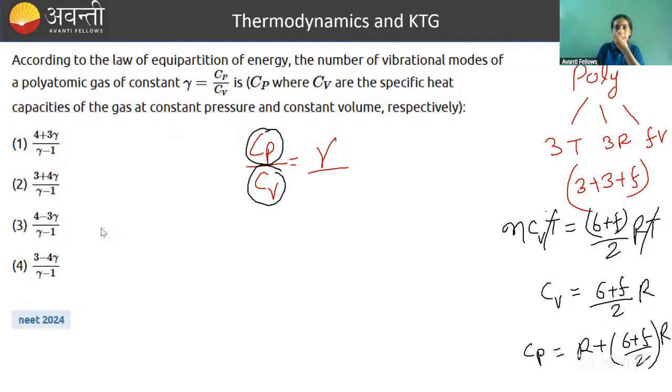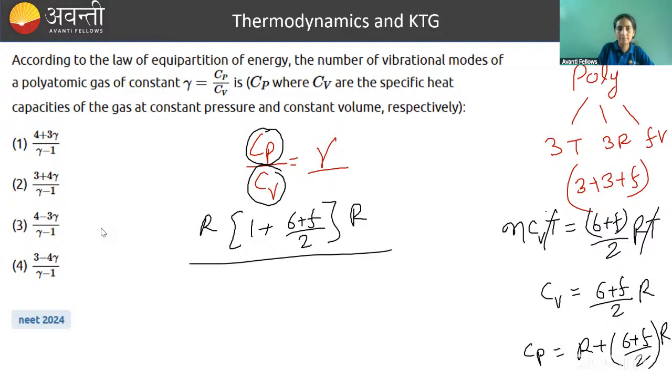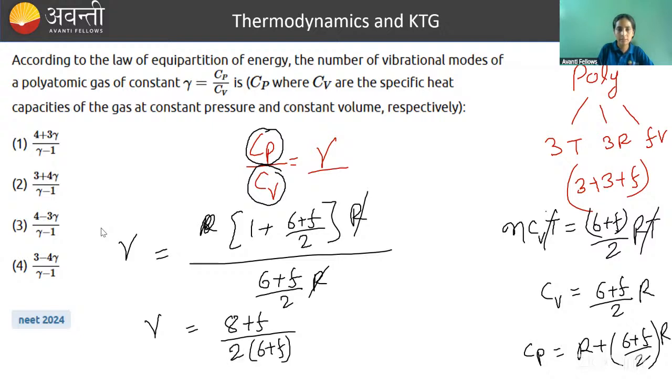Now what you have to do is Cp by Cv. So Cp is how much? I am taking R common. So this will become (1 plus (6 plus F) by 2) into R. This is Cp, divided by Cv, that is (6 plus F) by 2 into R. So R will get cancelled. I wrote it here also, sorry. So this is gamma, right? If you solve it, gamma will become (8 plus F) by 2 divided by (6 plus F) by 2. And this 2 will get cancelled.